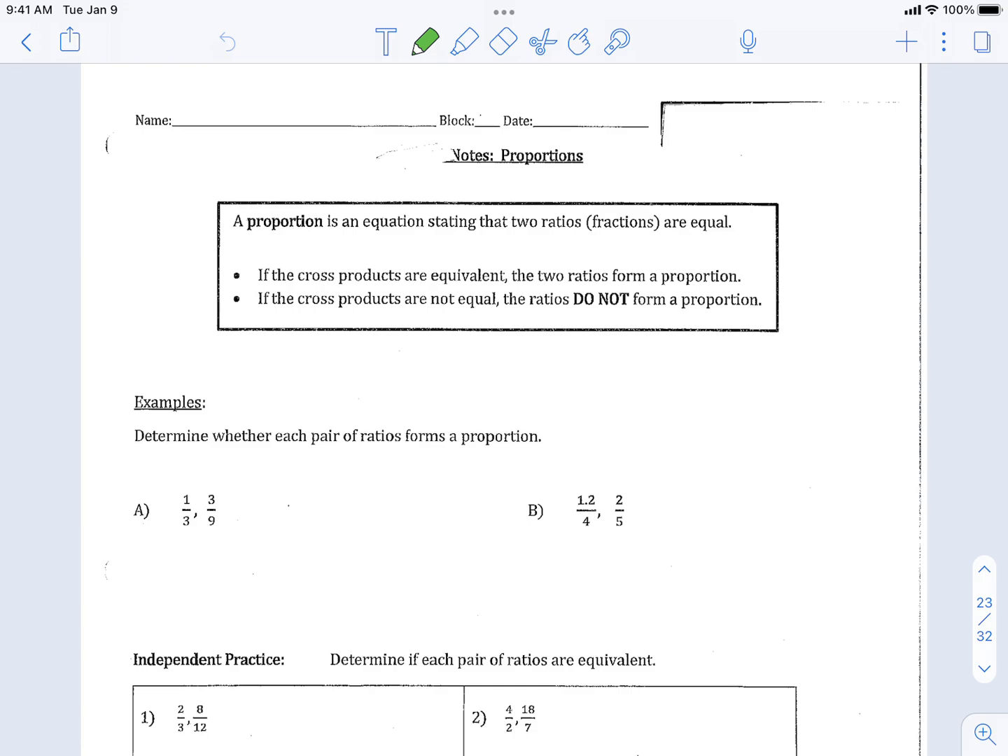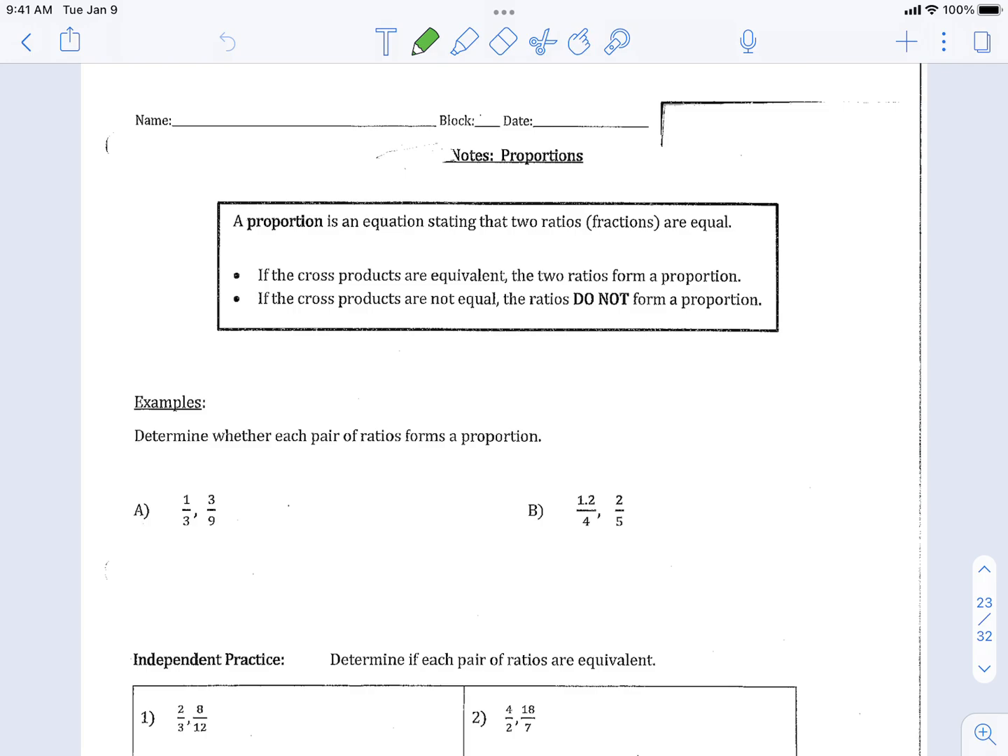This section talks about proportions. A proportion is an equation stating that two ratios that we'll see in fraction form are equal. If the cross products are equal, the two ratios form a proportion. If the cross products are not equal, the ratios do not form a proportion.